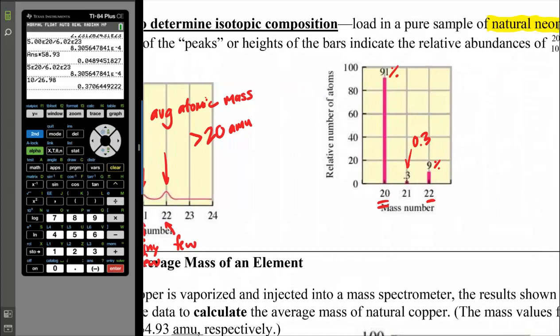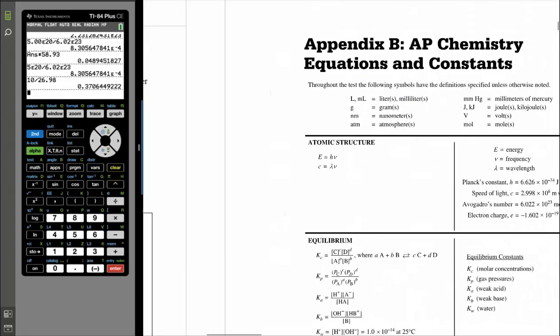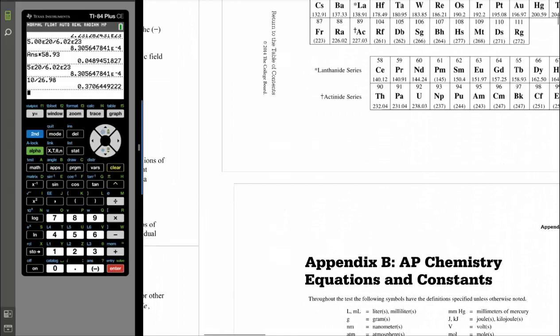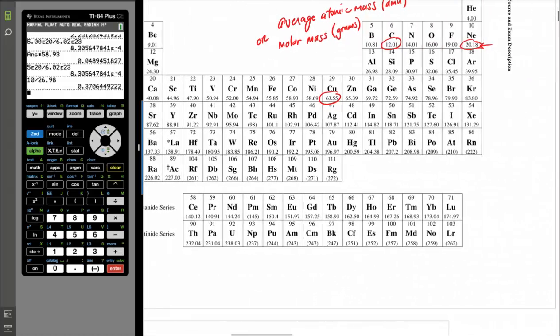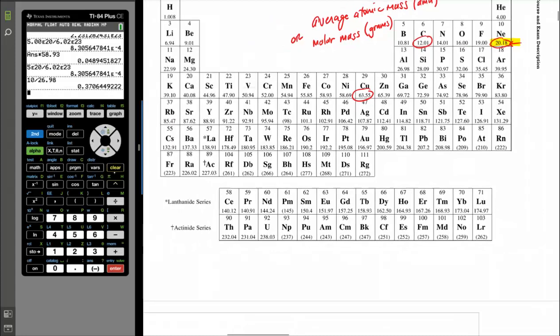But even here, we would expect that the average mass is slightly more than 20, but not much more than 20, because 20 is the most dominant, and about 9% have a mass bigger than that. Go back to your periodic table, check out neon, and we saw earlier that sure enough, neon has an average mass of 20.18. So the average is just a little more than 20, like we'd expect.